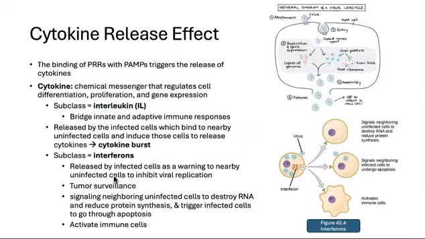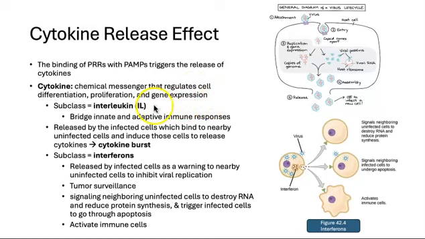Now, a lot of our immune cells are going to be able to release something called cytokines, especially when we have a binding of those PRRs with the PAMPs. And a cytokine is going to be a chemical messenger that will regulate cell differentiation, basically dividing and becoming a specific type of cell, proliferation, which is more like cloning the cell, and gene expression.